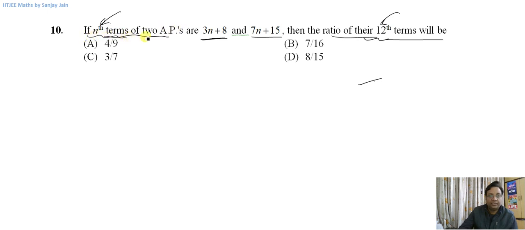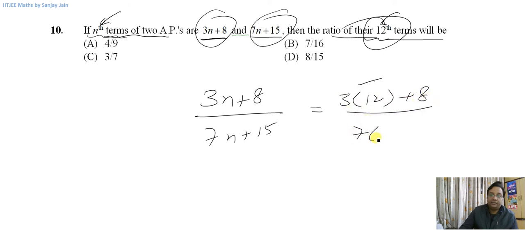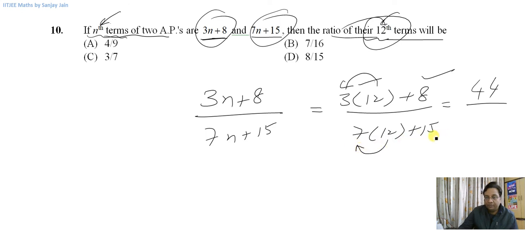What I mean to say is the nth terms of two APs are 3n plus 8 and 7n plus 15. So the ratio of their nth terms will be 3n plus 8 by 7n plus 15. Now I just need to replace n by 12. So it will be 3 into 12 plus 8 divided by 7 into 12 plus 15. That is 12 into 3 is 36, 36 plus 8 is 44, divided by 12 into 7 is 84, 84 plus 15 is 99. So 11 4s are 44, 11 9s are 99. So 4 by 9 is the correct answer.